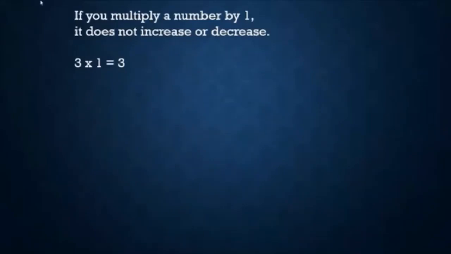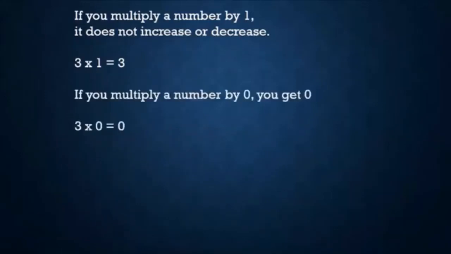If you multiply a number by 1, it does not increase or decrease. For example, 3 into 1 is only equal to 3. If you multiply a number by 0, you will get 0. For example, 3 into 0 is equal to 0.